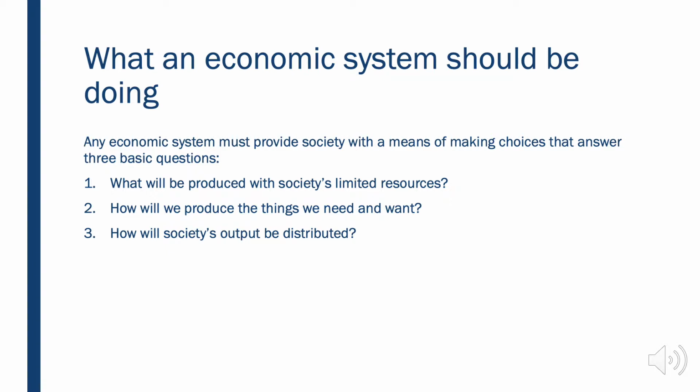All right, so there are three questions to think about, or what an economic system should be doing. When we look at our economic system, we need to ask these basic questions to see if our economic system is working efficiently. The first question is, what will be produced with society's limited resources? Two, how will we produce the things we need and want? And three, how will society's output be distributed?